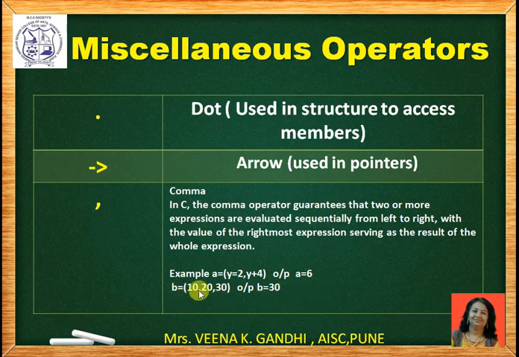Second, B equal to 10, 20, 30. So the values 10 and 20 will be discarded, and the rightmost value will be stored in B. So 30 will be stored in B.